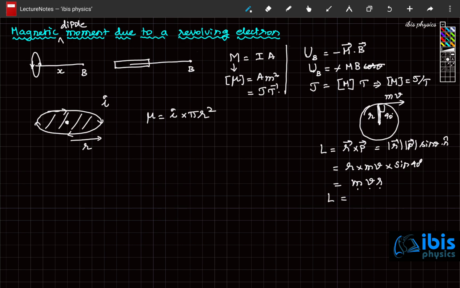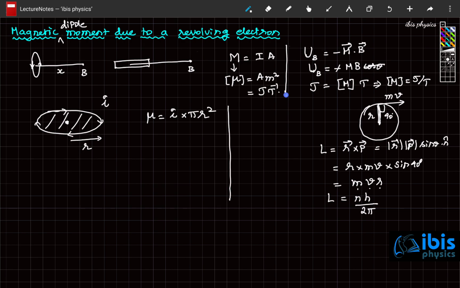Bohr said the angular momentum in the nth orbit, the first or second or third, where n is the principal quantum number, is n times h by 2 pi. Here the electron is in the nth orbit. We are not sure whether this is the first orbit or the last orbit, so the electron is in a particular orbit. Let us say the quantum number of that orbit is n. So the angular momentum in this orbit is nh by 2 pi. This is one thing.